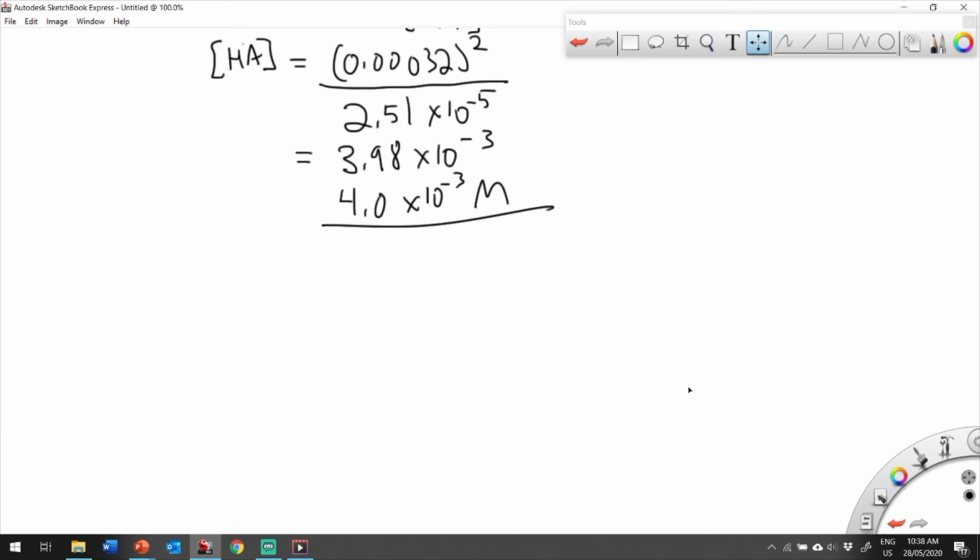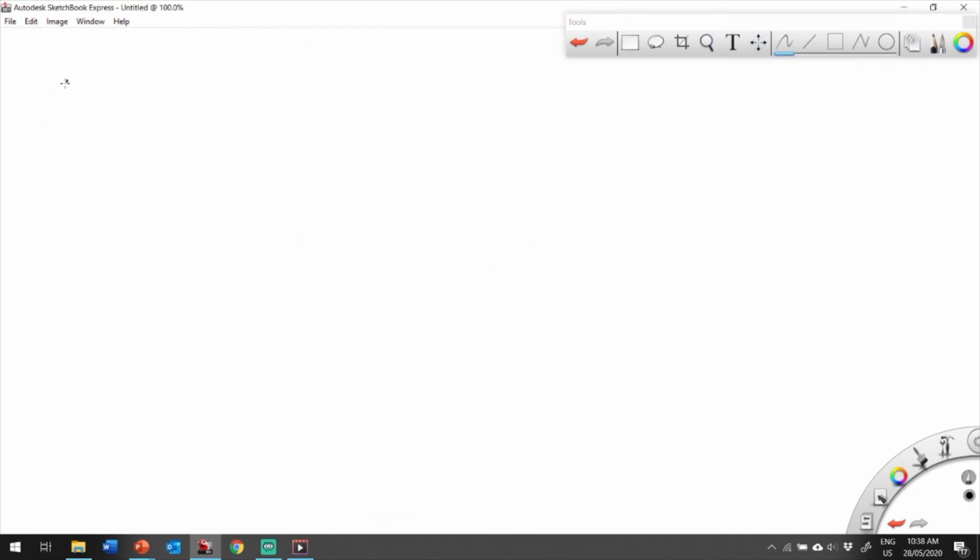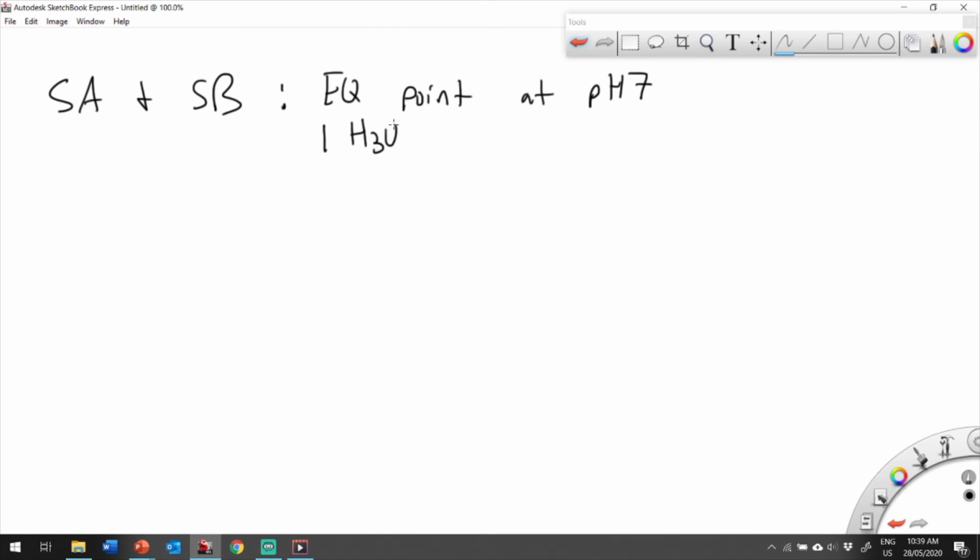Alright, so to summarize, for the strong acid strong base titration, the equivalence point is at around pH 7. And this one has no weird Rice tables to really worry about. It's a straight up one hydronium plus one OH minus will neutralize to water. So no equilibrium table necessary.